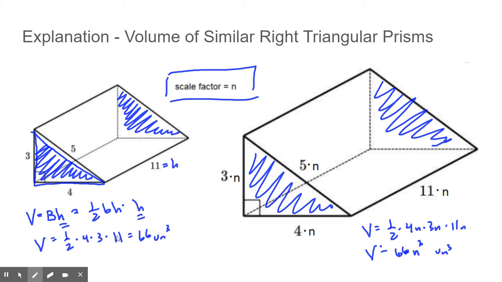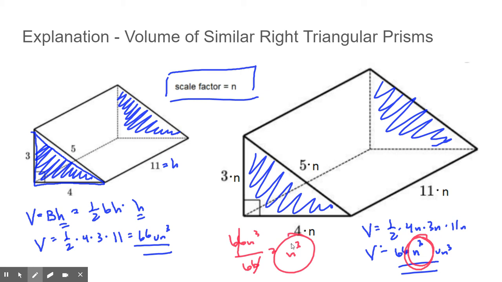Units cubed. And you can see that these two numbers are almost identical, except the only difference is that this one has an n cubed. So if you were to take 66 n cubed over 66, they would cancel and your ratio would be n cubed, the scale factor cubed. I hope that makes sense to those who enjoy explanations.